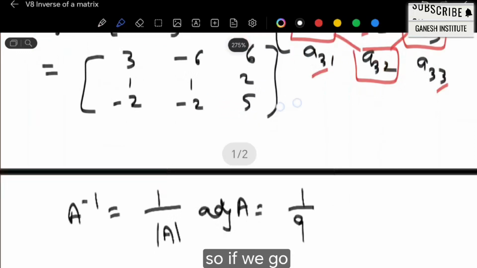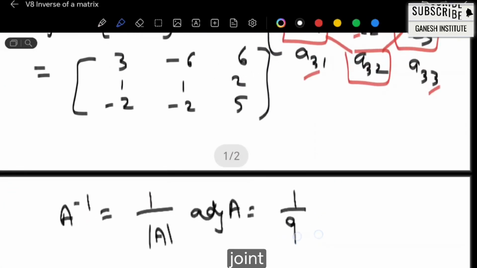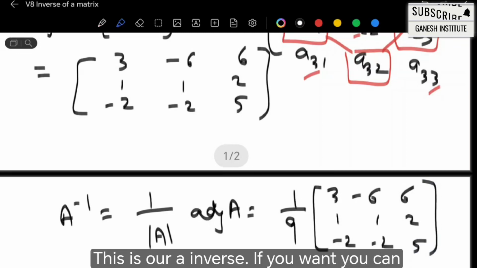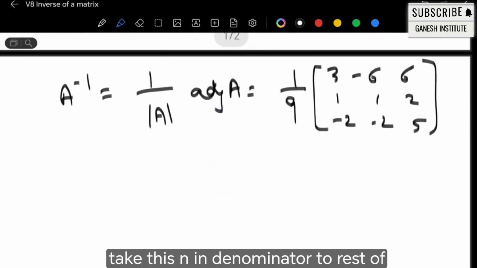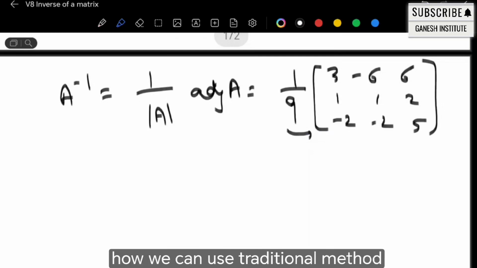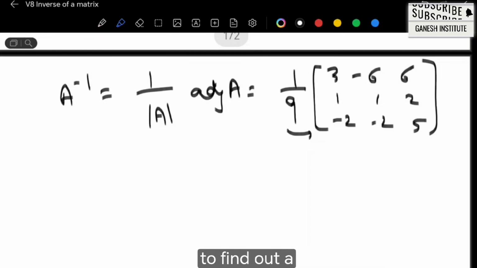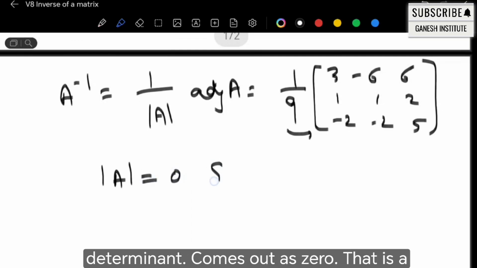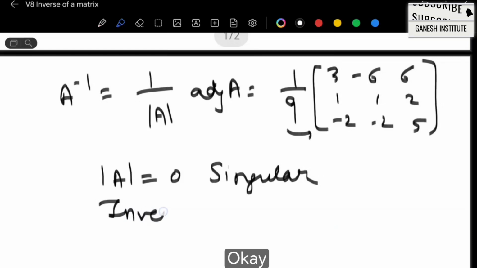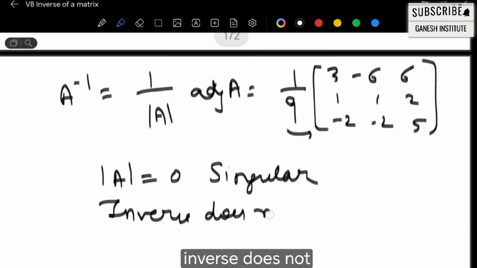So if we go ahead, and what is adjoint A? This matrix: 3 minus 6, 6, 1, 1, 2, minus 2, minus 2, 5. This is our A inverse. If you want, you can take this 9 in the denominator to the rest of the elements. This is how we can use the traditional method to find out A inverse. If A determinant comes out as 0, that is a singular matrix, then we say the inverse does not exist. Okay? Inverse does not exist.